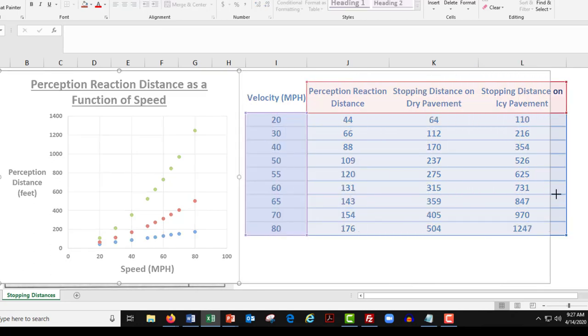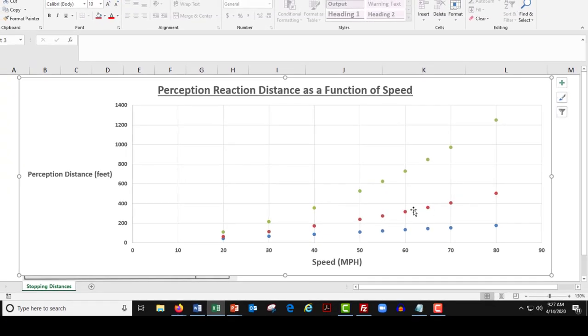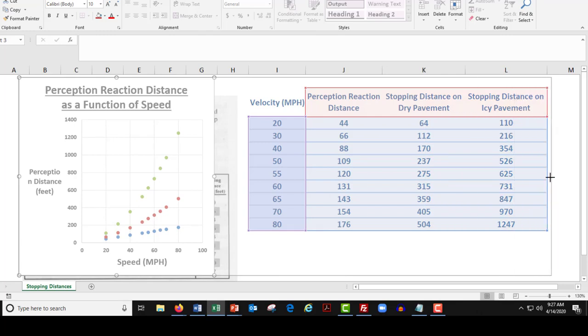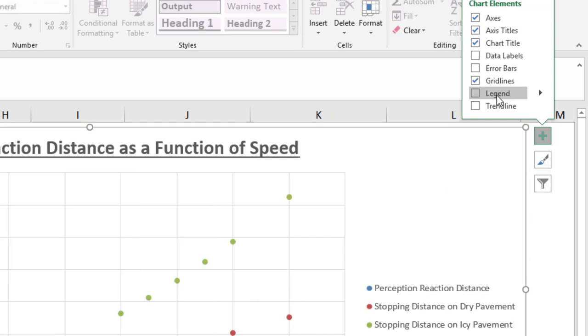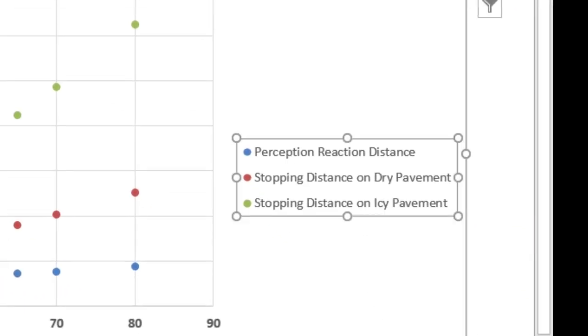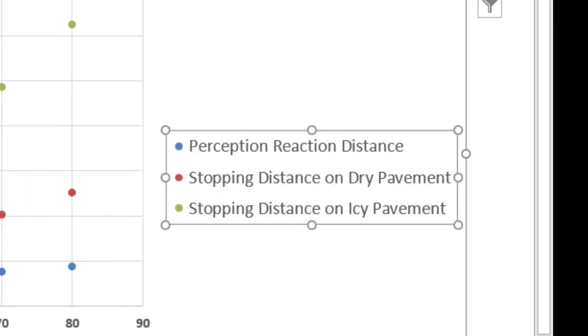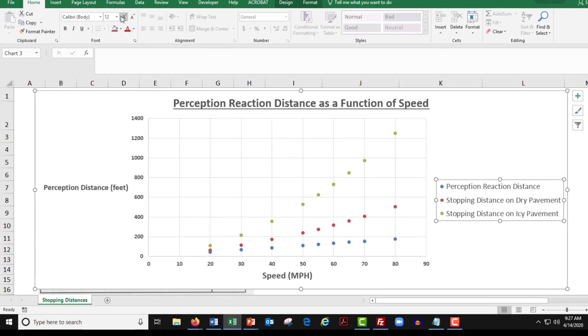Now, the first thing I really think we should add is something called a legend. Because now with 3 data sets, unless you have the data that you're looking at over here, you're not sure which one is which. So what I'm going to do is click back on my plus icon and add the legend right here. And when I check that, it drops in this beautiful, helpful little box that actually shows me the 3 different distances that are now being shown in the graph.